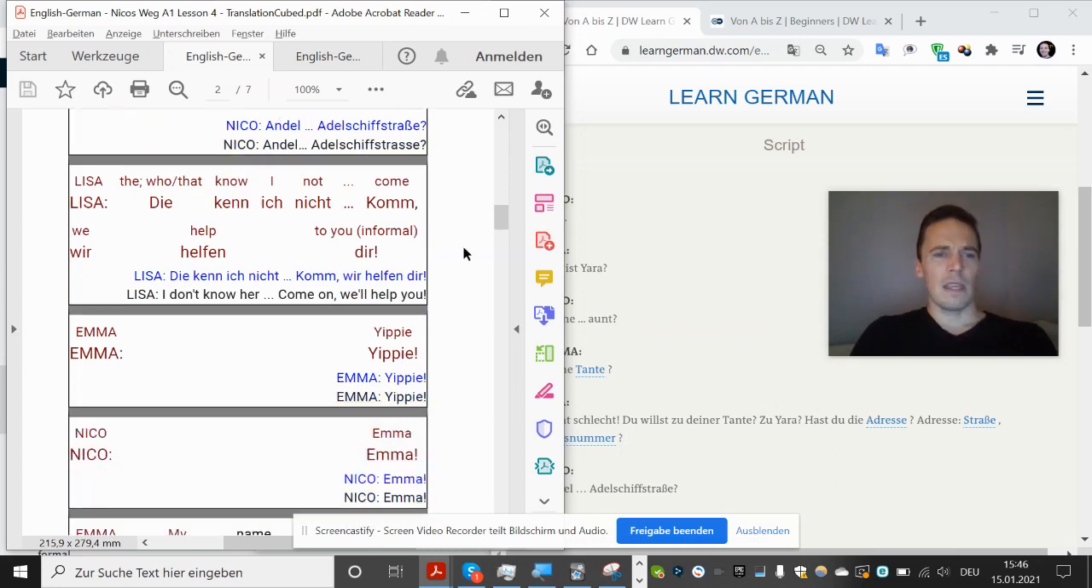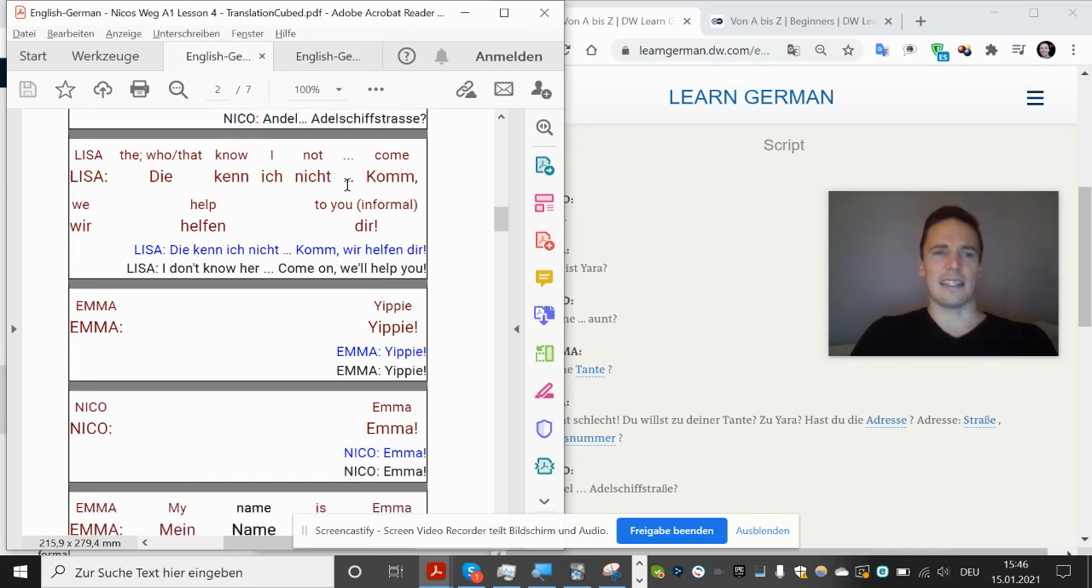Adelschiffstraße? And Lisa says, die kenne ich nicht. This ken is short for kenne. Ich kenne, I know. But many times the letter E is chopped off of the end of the ich form. So, die kenne ich nicht. It's very typical of spoken German. Die kenne ich nicht. I don't know her.